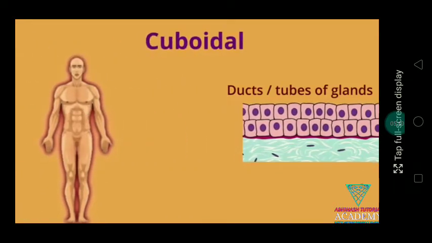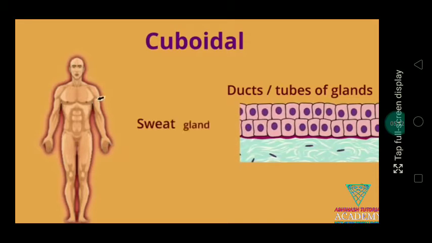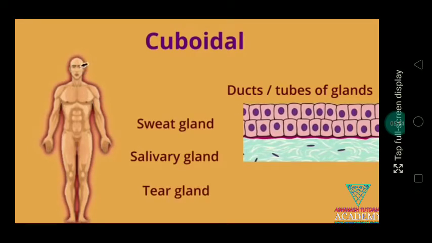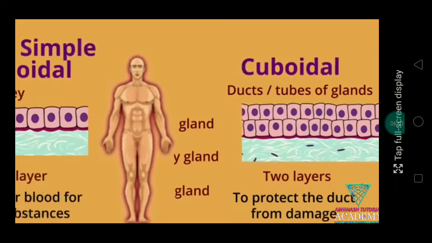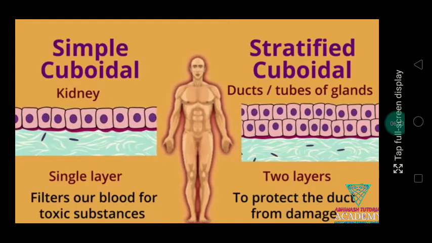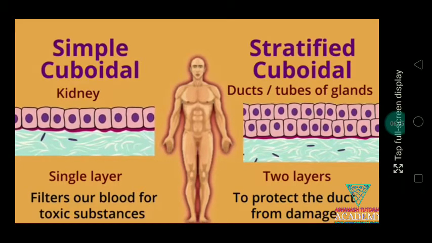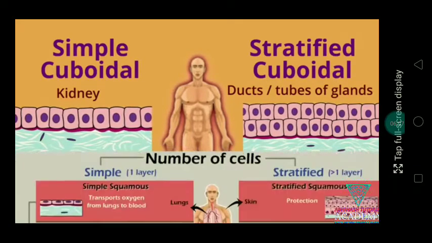And the ducts or tubes of our sweat glands and salivary glands generally have two layers, as they have to protect the duct from damage so that they function properly. So the stratified cuboidal epithelium is generally made up of two layers of cells only.